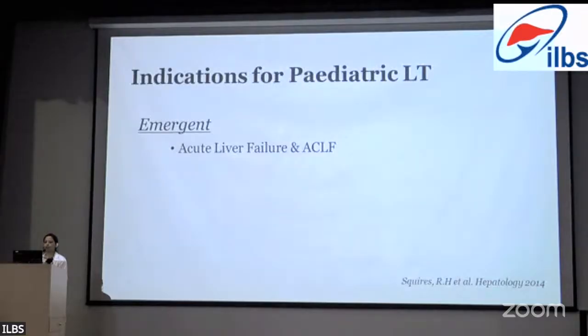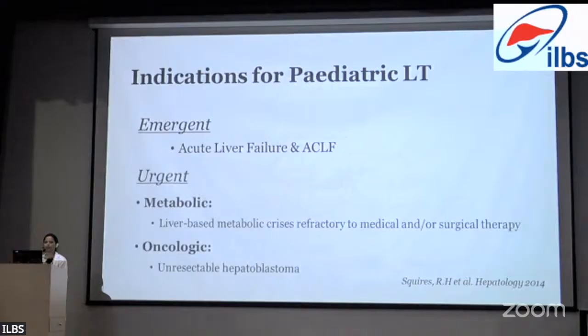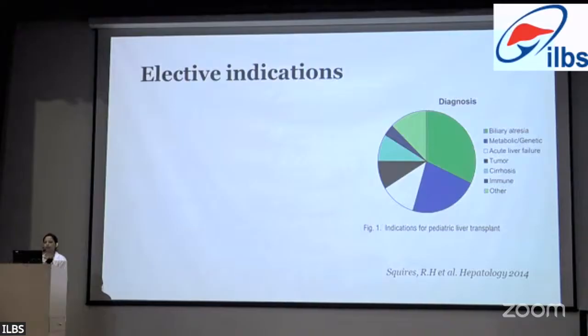Indication for pediatric liver transplant is broadly divided into three major categories: emergent indication for ALF and ACLF, urgent indication for metabolic disease which is refractory to surgical and medical therapy, and oncologic disease like unresectable hepatoblastoma. Elective indication, etiology-wise: the most common etiology is biliary atresia, followed by metabolic or genetic diseases.